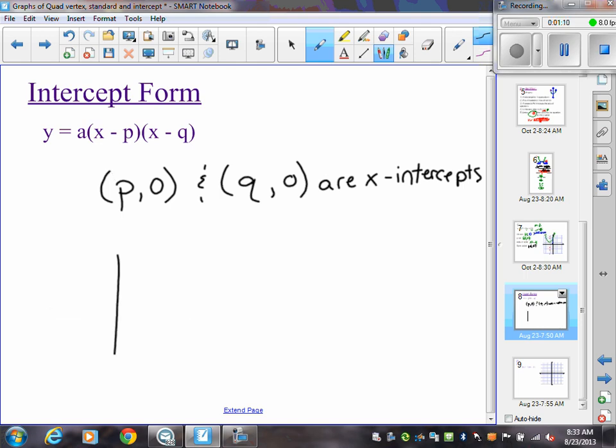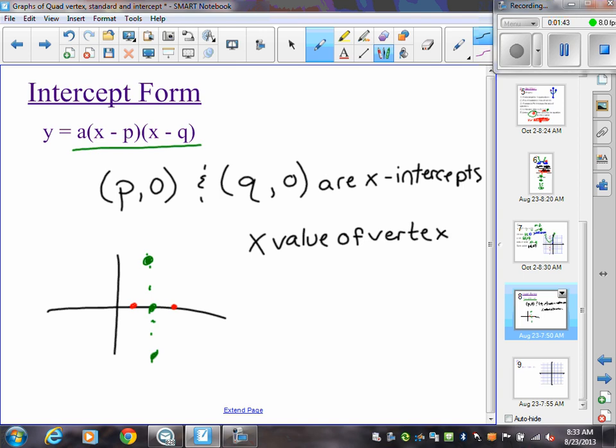For instance, I have this graph. I've got one intercept here, one intercept here. I know my vertex has to fall along that axis of symmetry. Average those two points, get the x value of the vertex, plug it into your equation, and it'll tell you whether it goes up here or down here. It's going to tell you exactly where it's located. So it instantly tells you your two x-intercepts, and then to find the x value of the vertex, just add them: x equals (p plus q) divided by 2.